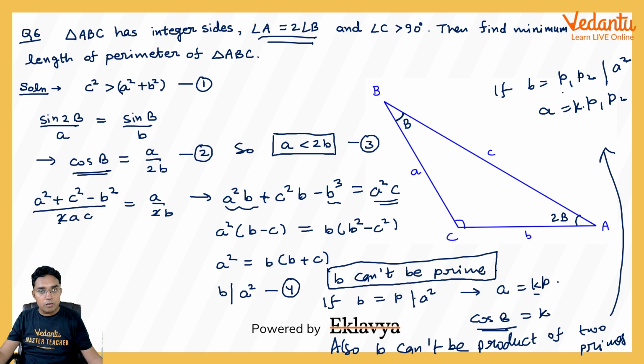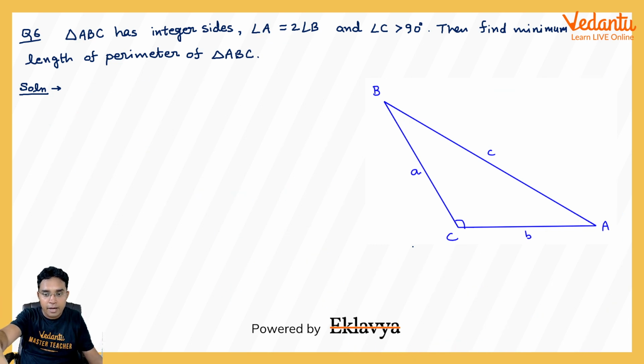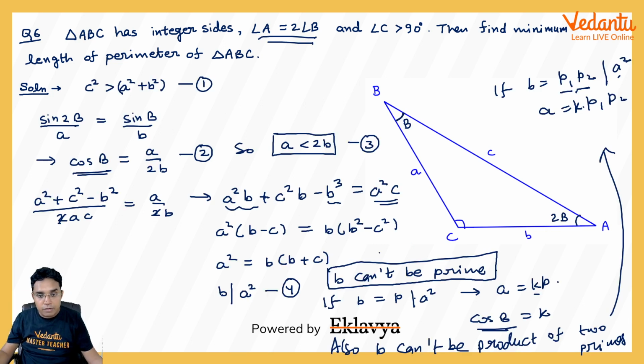If B is a product of 2 primes, P1 and P2, and that divides A square, so P1 will be a factor of A, and P2 will also be a factor of A. Without A having P1 as a factor, P1 cannot be a factor in A square. I hope you are getting it. So these things I will summarize in our next slide, where I will start putting the values. So this is what we have got so far.